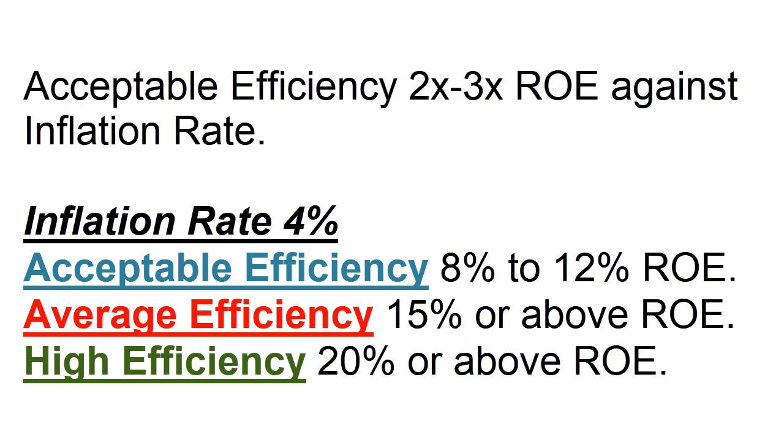A business with ROE of 15% or above can be considered a business with average growth. In the long run, their growth will be visible on their books and also on their stock prices. But since growth will be slower, price appreciation can also be slower. Businesses that can maintain ROE of 20% or above are generally considered businesses with high efficiency. They are usually considered growth businesses.